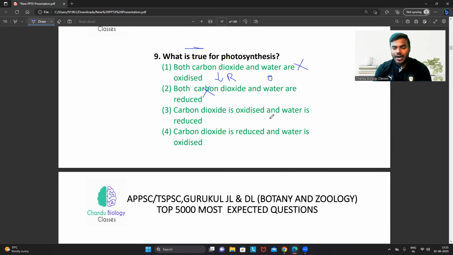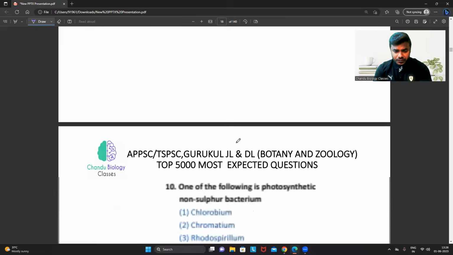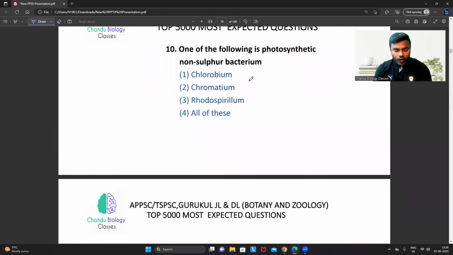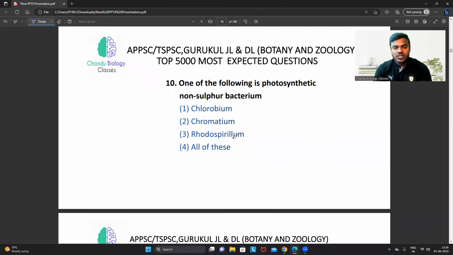Option 2 is wrong. Carbon dioxide is oxidized. That is also wrong. What is the correct statement? Carbon will be reduced, water will be oxidized. And that is, water is getting broken down. Hence, the correct answer is what, friends? Option 4. Next, which one of the following is a photosynthetic non-sulfur bacterium? You read in unit 1 also, which is a very straightforward question only. You have to remember that Rhodospirillum.